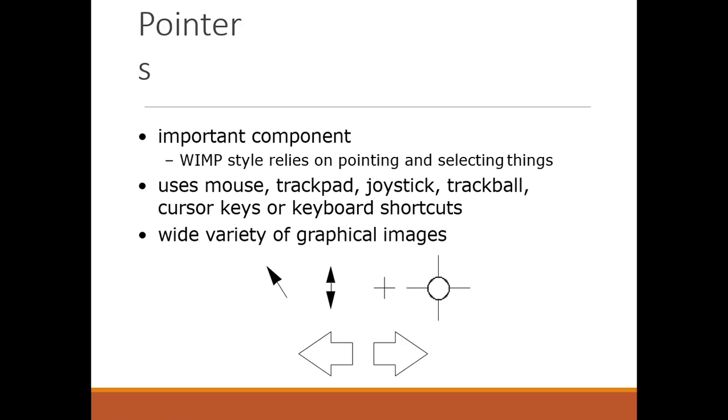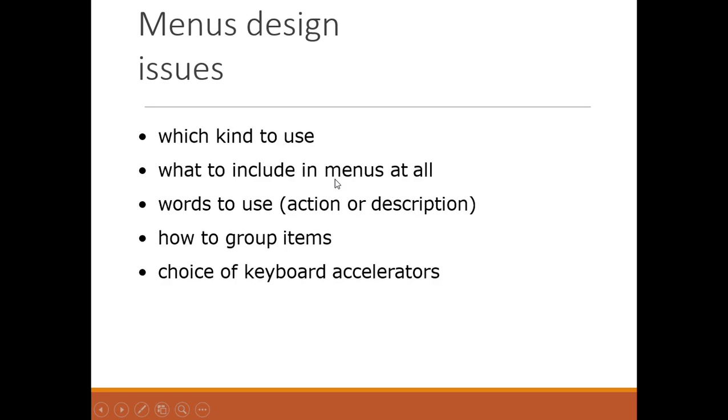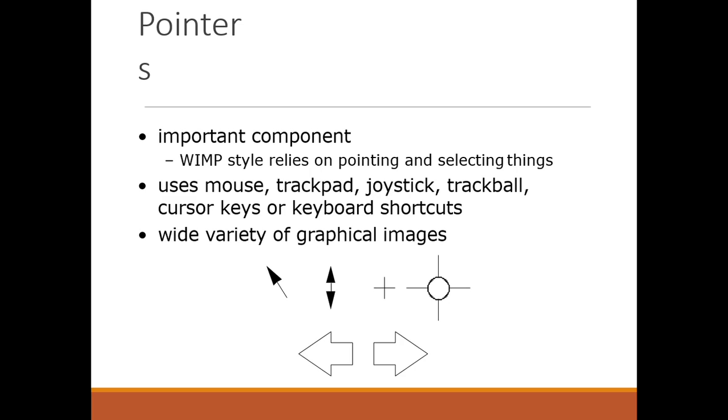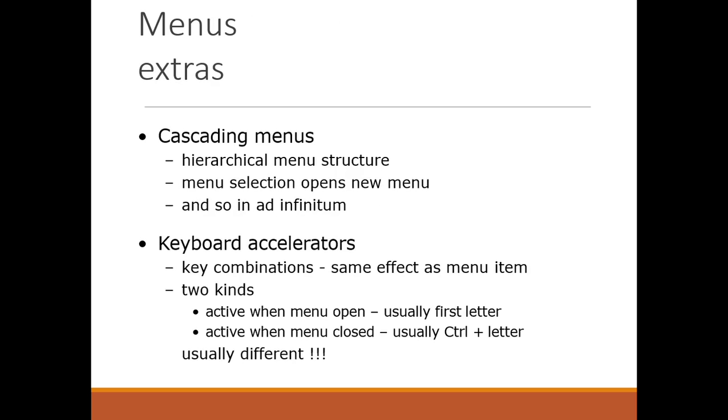Now, what are the menu design issues? Which kind of menu are we going to use? What to include in menus at all, meaning what things we are going to put in our menu? Which words to use, an action or a description? How to group the items, meaning if we are making cascading groups, how we are going to develop those groups. And the choice of keyboard accelerator, for opening or closing the menus. Pointers we will discuss later on.